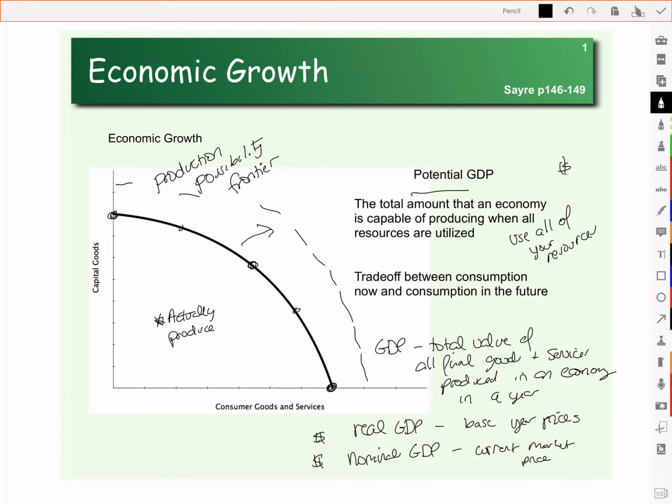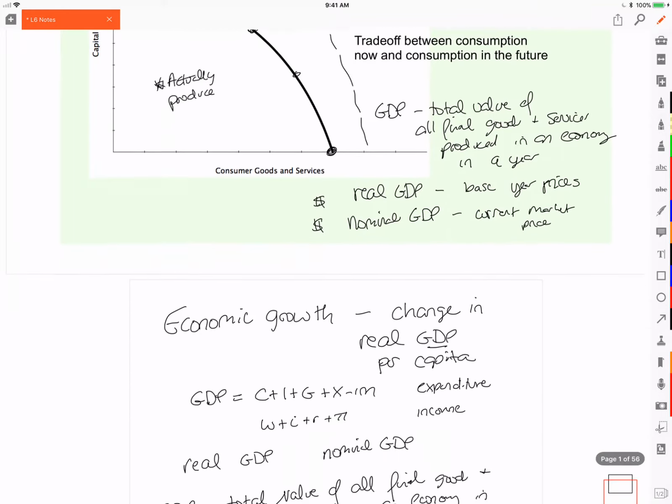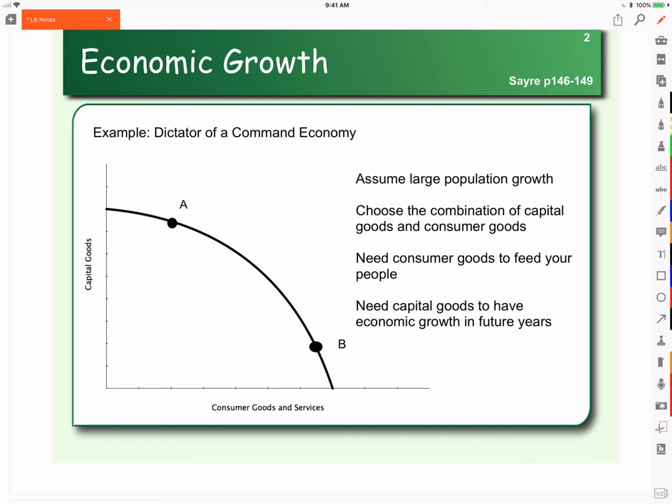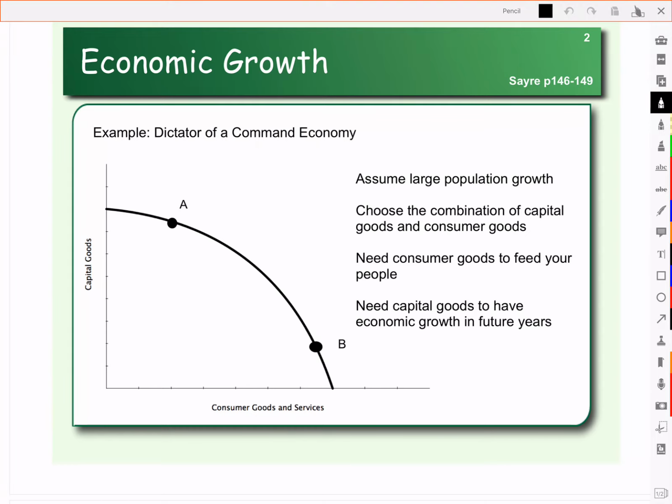But before we get there, let's ask ourselves a question about this production possibility frontier. Let's suppose that you run your own country. Okay? You're the dictator of your own command economy, and you have a choice. What combination of goods is your country going to produce? So in option A, you produce mostly capital goods and only a bit of consumer goods. Option B, you produce mostly consumer goods and only a little of capital goods.